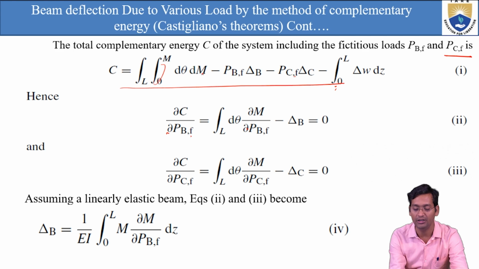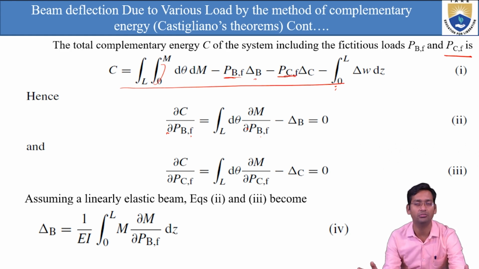d theta by dm by dPBF minus PBF. Differentiation of PBF becomes 1, like differentiation of x, because with respect to x only we are differentiating. So differentiation of x with respect to x is 1. Similarly here we are differentiating with respect to PBF, so PBF becomes 1, and delta B, PCF is what? Constant. Differentiation of constant is 0.